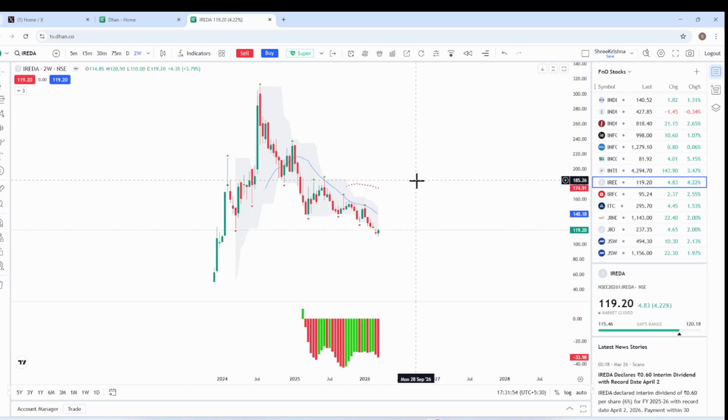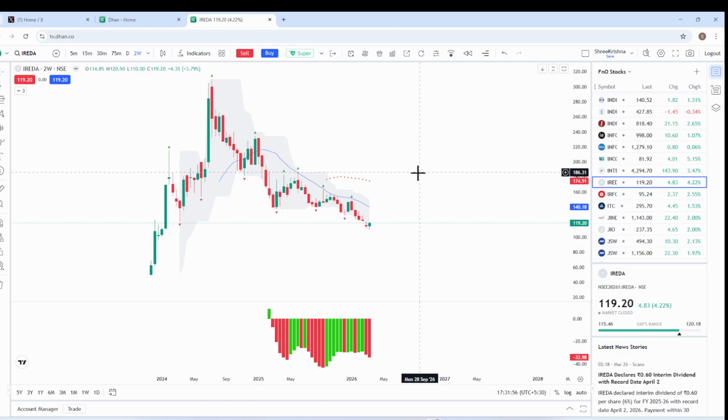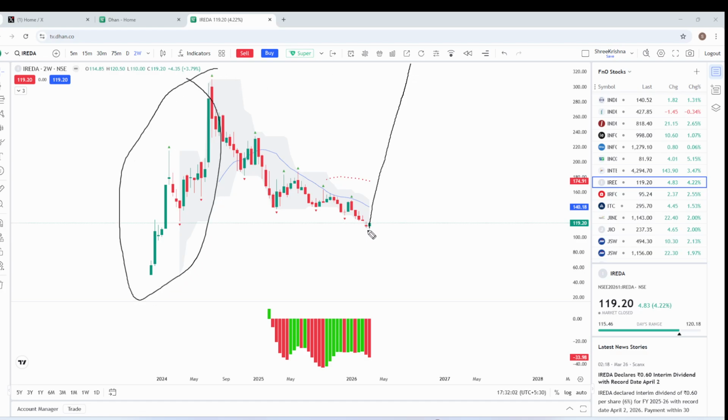This one, IRDA, I don't know, my friends. It is now due for one more move up. This move is coming here. That's all I can say.